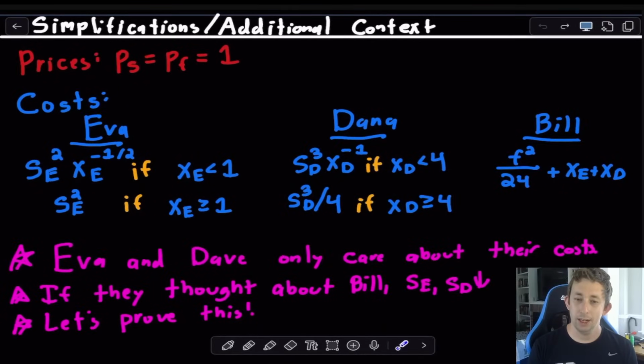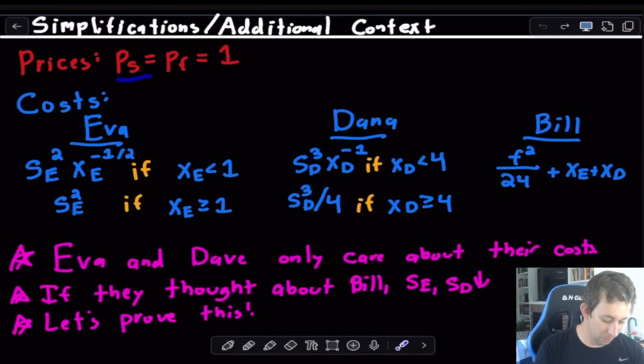For some additional context and for the math, we're just going to say that the price of steel is equal to the price of fish, which is just $1. Maybe this is per ton of steel and ton of fish. I don't know. Maybe the units will make more sense if it's one steel beam and one fish. We're just going to make the prices equal to each other.